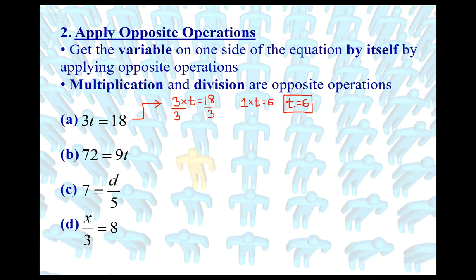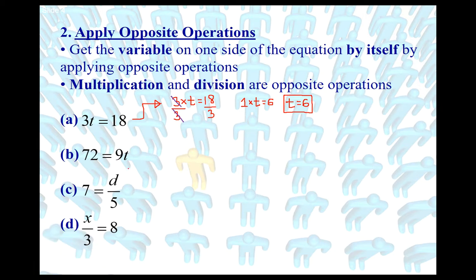Oftentimes in math, when we take a number and divide by the same number, we can show them being crossed off. This is the more common mathematical convention: you say 3 divided by 3, you put a cross, cross. They cancel each other off. The 18 and the 3 don't cancel each other off. They divide evenly, but they don't directly cancel. Okay, let's do the second one.